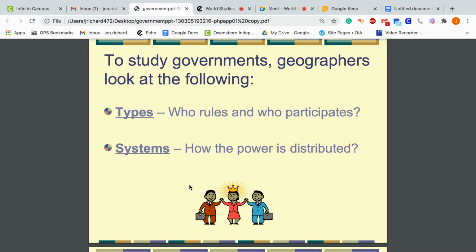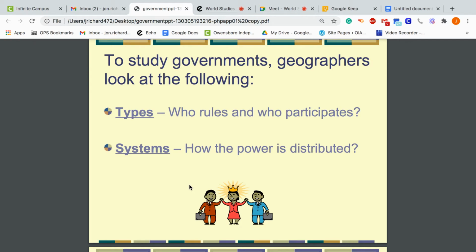Types and systems of governments. So this type is who rules and who participates, okay? Type talks about how citizens or people participate in power. So that first line says type, who rules and who participates. Systems is how the power is distributed throughout the country, okay?